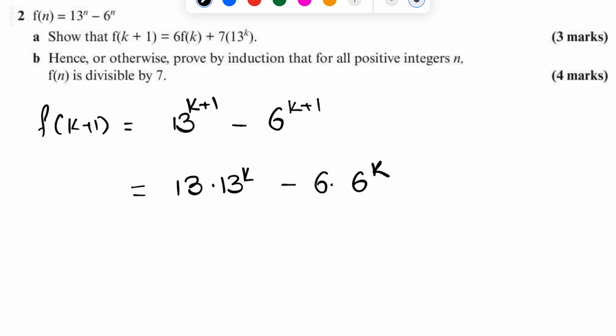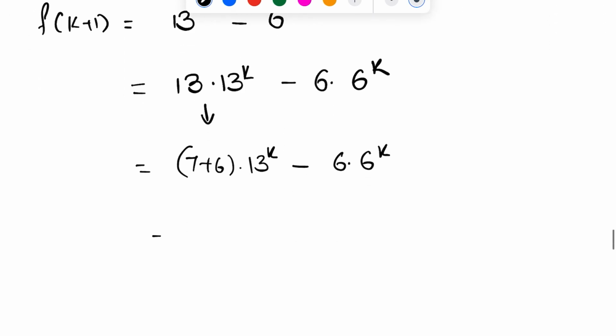Now what should I be able to get out? I should get 6 times f of k. So how should I do this now? This 13 can be written as 7 plus 6, times 13 power k minus 6 times 6 power k. So now expand this: 7 times 13 power k plus 6 times 13 power k minus 6 times 6 power k.